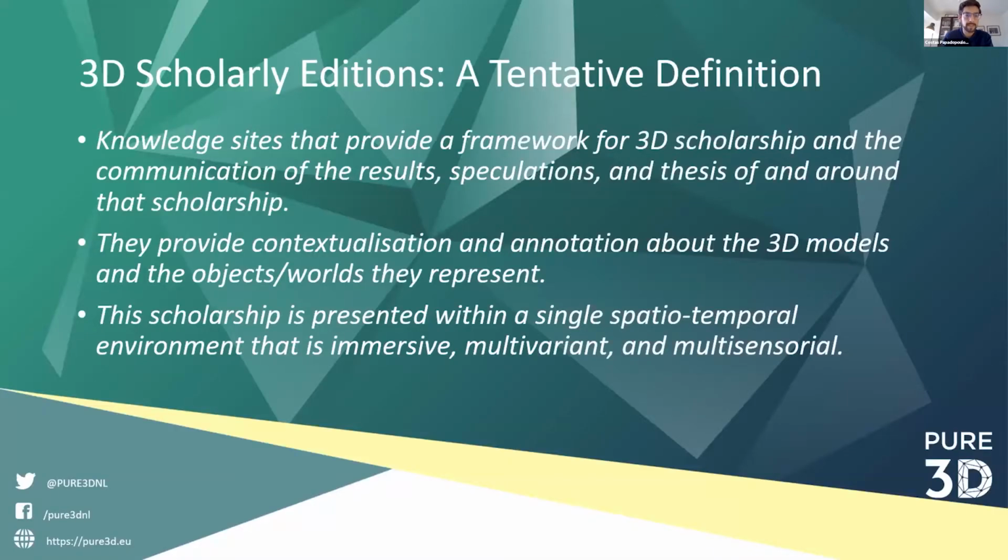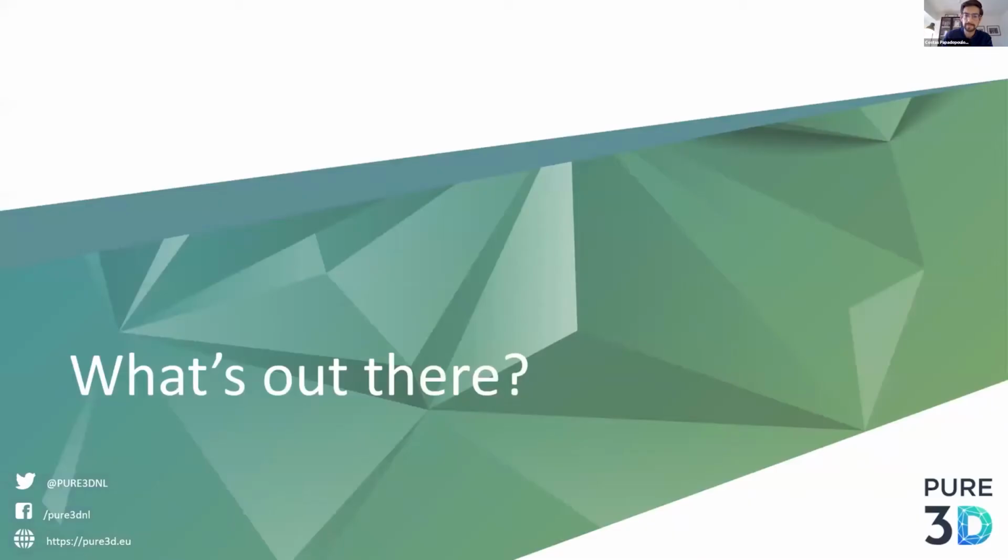So a tentative definition we have for 3D scholarly editions is knowledge sites that provide a framework for 3D scholarship and the communication of the results, speculations, and theses of and around that scholarship. They provide contextualization and annotation about the 3D models and the objects or the worlds they represent. The scholarship is presented within a single spatio-temporal environment that is immersive, multivariant, and multisensorial.